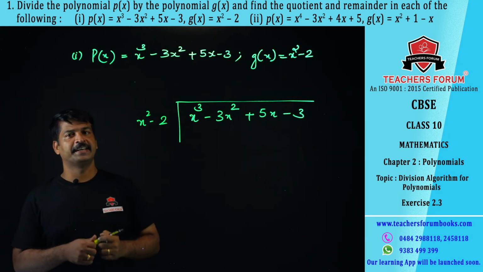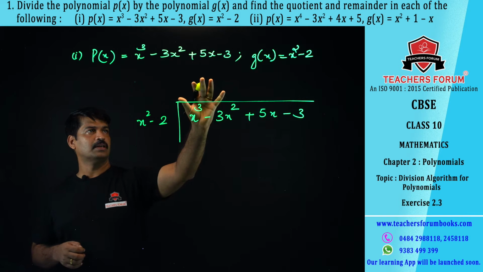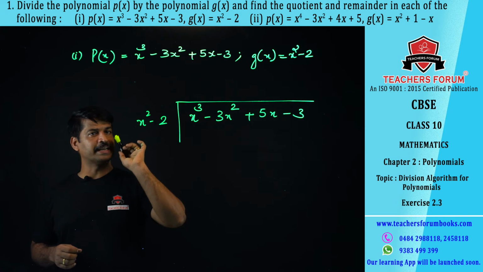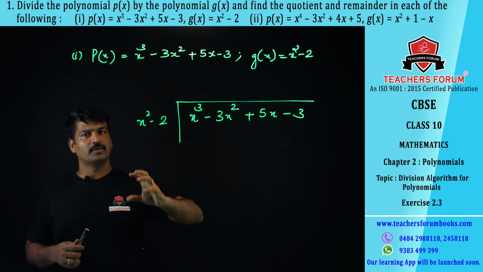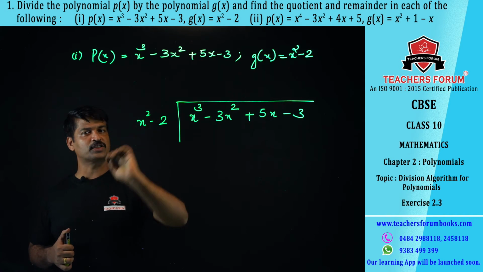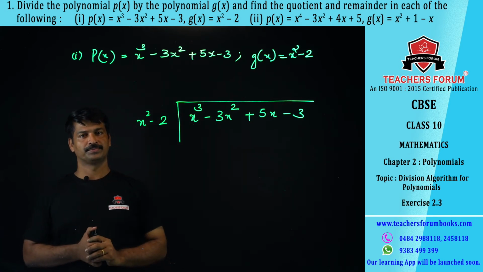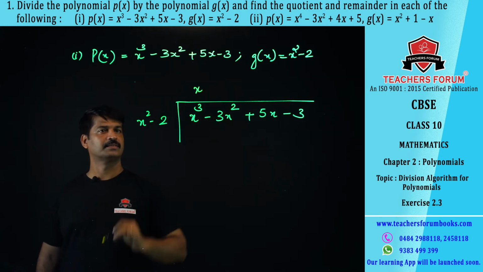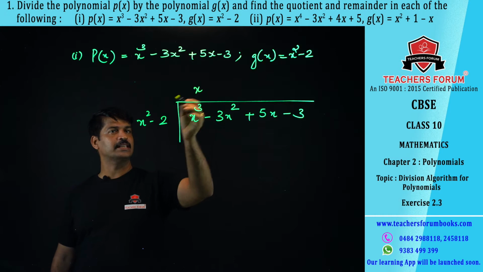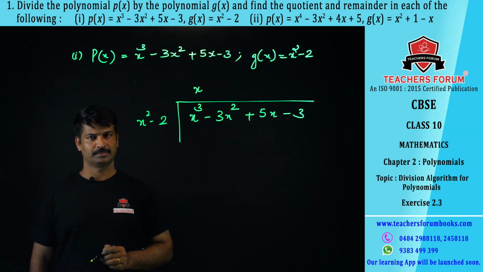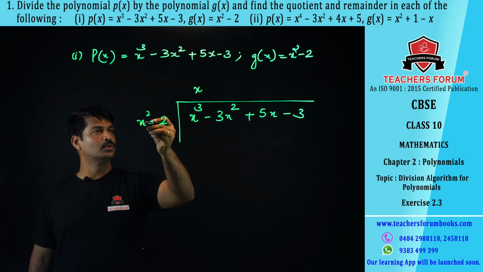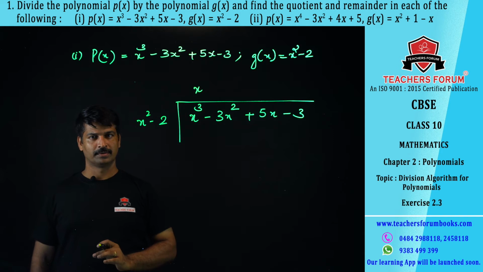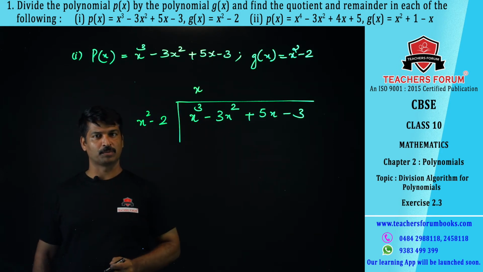Now let us see how to find the first term in the quotient side. Here you should get a term. When you multiply that term with x square, you should get x cube. Can you tell me what is the term? That is x. Why? Because what is x into x square? x cube. So the product of these two should give you the first term of p of x, x cube. x into x square will give you x cube.